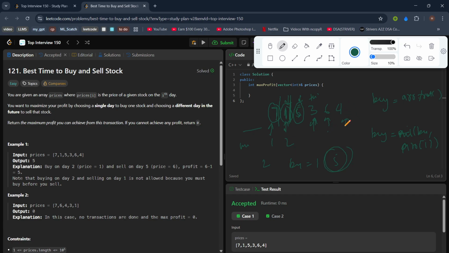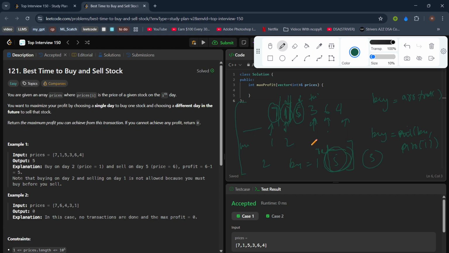Then we come to 4. Again we compute the minimum, and we compute the profit using the minimum value. 4 minus 1 is 3. Again our profit would be 3, which is less than the maximum value, so our maximum won't change, and at last we could just return the answer. So this will be the approach that we would be following.